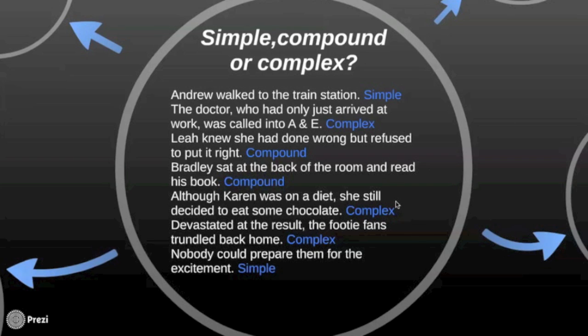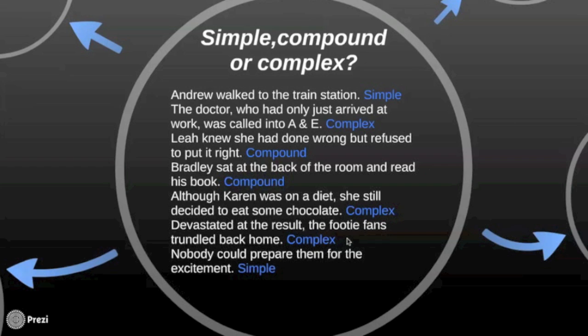This sentence here, although Karen was on a diet, she still decided to eat some chocolate. This is a complex sentence because it has a subordinating conjunction at the beginning, and this is a subordinate clause here at the beginning, although Karen was on a diet. And because that subordinate clause comes at the beginning of the sentence, we need a comma at the end of that clause to hold that sentence together.